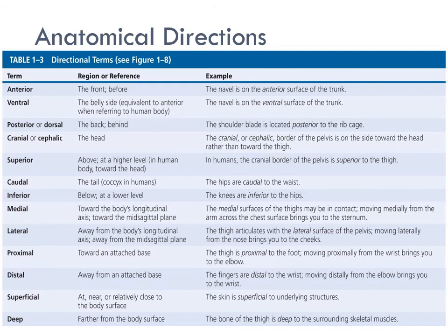Distal is the opposite, so it's farther away from the attachment. So the elbow is distal to the shoulder, the wrist is distal to the elbow, the hand is distal to the wrist. You can also say the hand is distal to the shoulder. It is farther away from the attachment than the shoulder. And then we also have superficial, which is close to the surface of the body, and deep, which is farther away from the surface of the body. Those are going to become more important when we're looking at the muscular system and the different layers of muscle that we have.